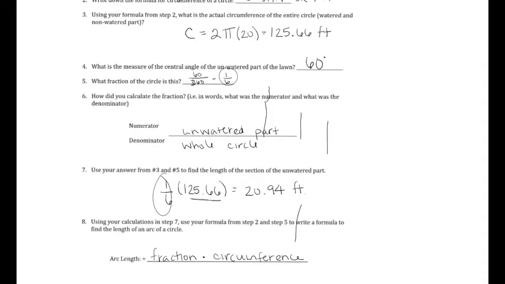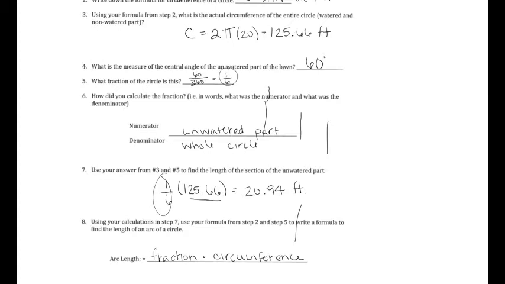So if I now want to think about this in terms of a formula that I can use all the time to find an arc length, I want to know what the fraction is, and I'm going to multiply it by the entire circumference. So fraction times circumference. And how you get that fraction isn't always going to be something out of 360, but it's always the piece that you're looking for out of the whole thing. So the whole circle was 360 degrees, and the piece that I wanted was 60 degrees.